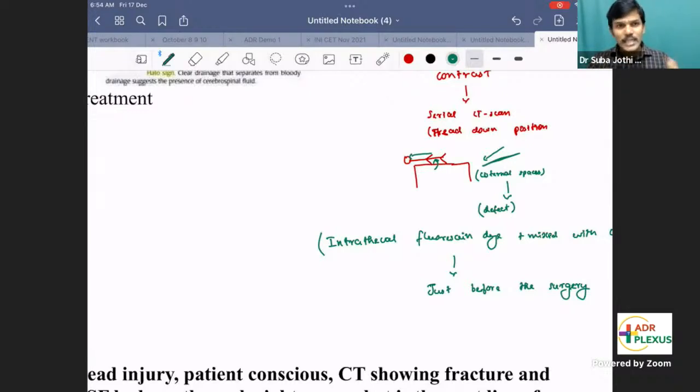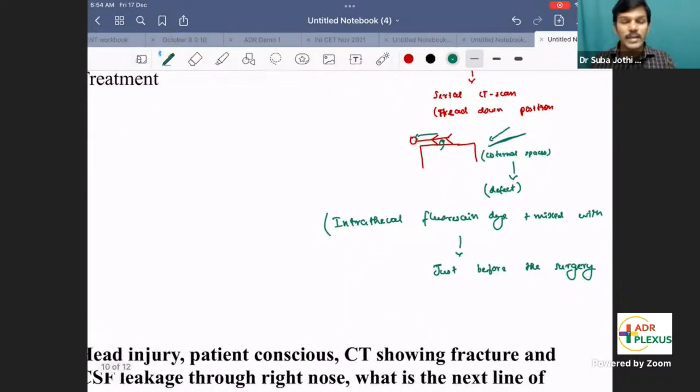But this CSF, this nasal mucosa, these are not surfaces with friction. So if we stick over it, it will not stay for a longer time. So we have to tuck inside the defect. We have to tuck inside the defect. We should make a lot of layers before the dura comes in contact with the bone. So using this method, we can close the CSF rhinorrhea leak.